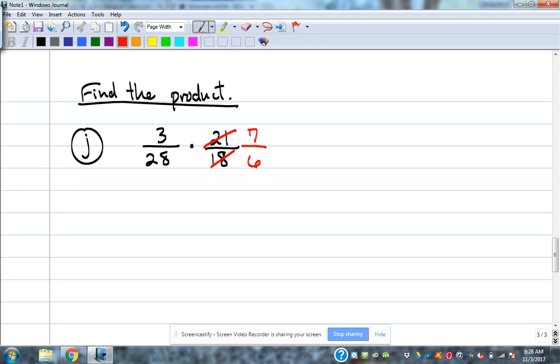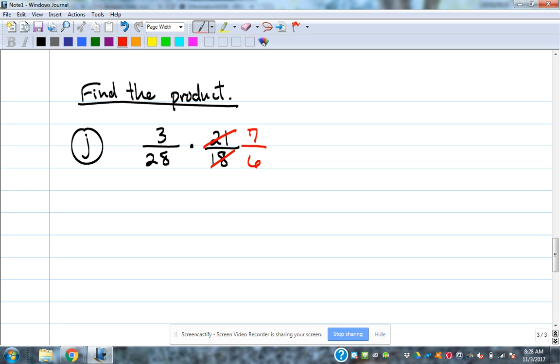Okay. And then what's the other direction? There's only one other direction that I can cancel. I did vertically. 3 and 6. Yes, diagonally is the other way. That's exactly right. The 3 here can cancel this 6 here. You can cross cancel vertically or diagonally, never straight across.